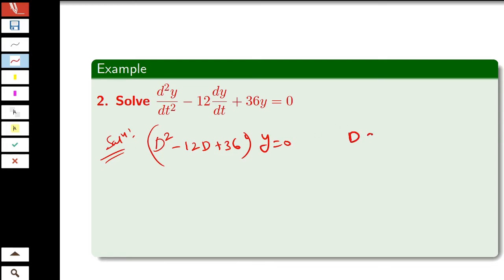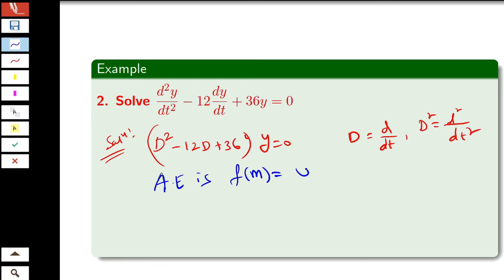What does D represent here? D is equal to d by dt, D square is nothing but d square by dt square. Here the auxiliary equation is f of m equal to 0. What is f of m? In place of D we write m, meaning m square minus 12m plus 36 is equal to 0. It is nothing but an a minus b whole square type, m minus 6 whole square is equal to 0, like a square minus 2ab plus b square, right? This implies, what are the roots? 6 comma 6. So what is this case? Real and equal, meaning repeated 2 times.